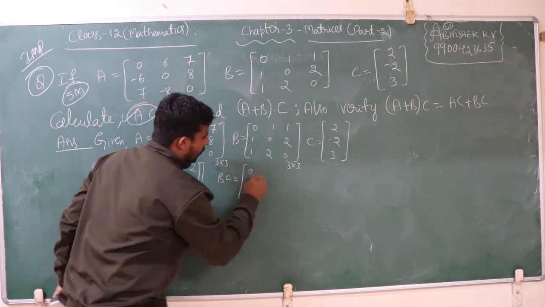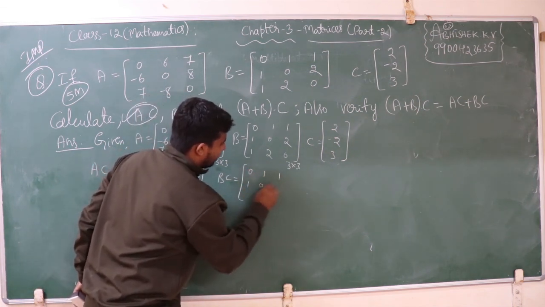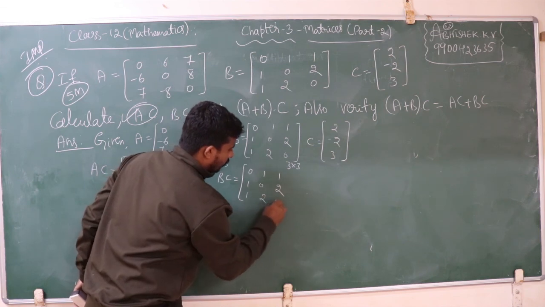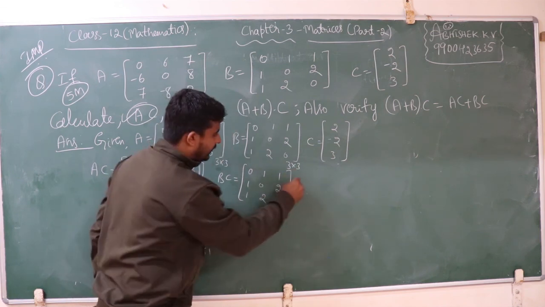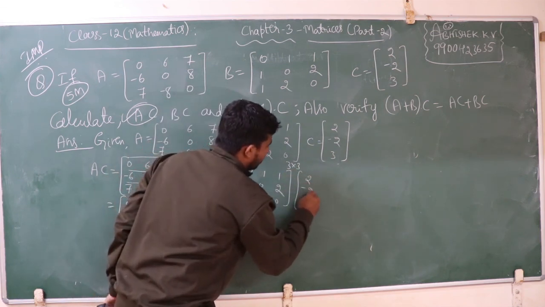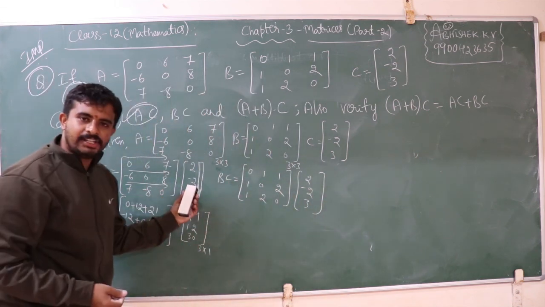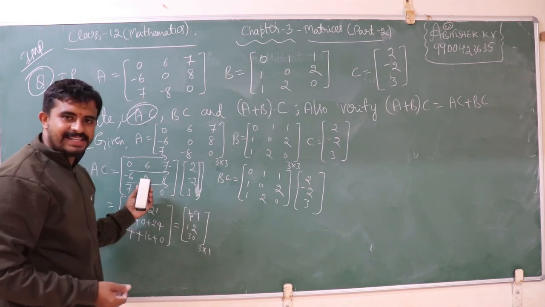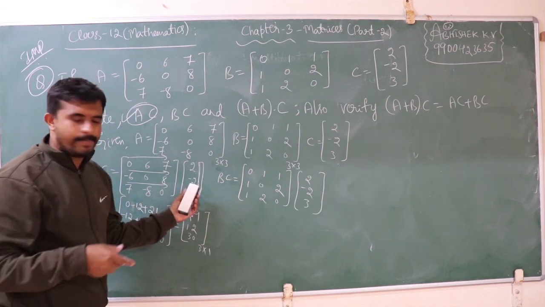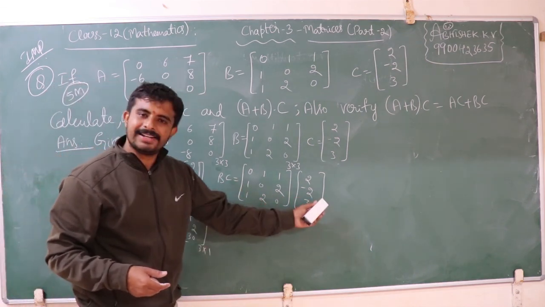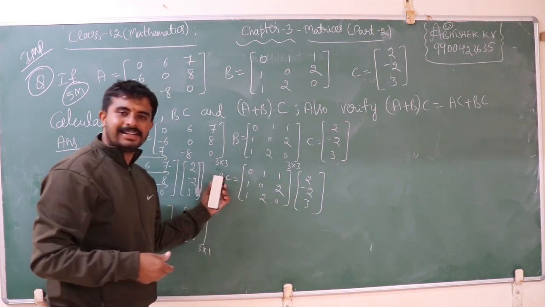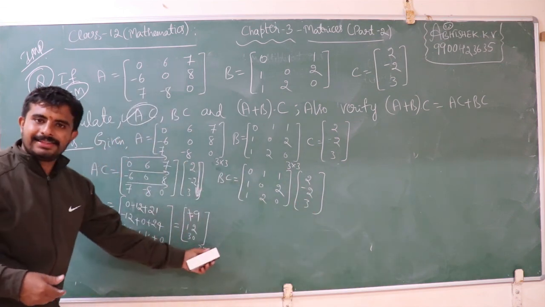See, B has order 3 by 3, with entries 0, 1, 1, 1, 0, 2, 1, 2, 0. C is 2, minus 2, 3, which has order 3 by 1. Now BC: matrix B is 3 by 3 and matrix C is 3 by 1, so the product BC is of the order 3 by 1.